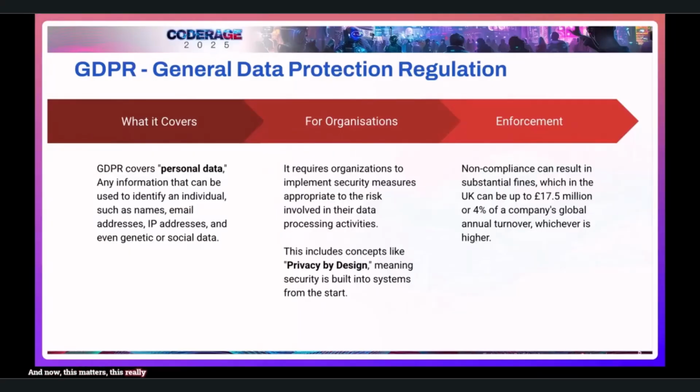Now, this really does matter. And the reason for that comes into the enforcement side. You don't want to be on the wrong side of your customers if you have a mess up in your software that allows people to access data they shouldn't. Non-compliance can result in substantial fines. We're talking 4% of a company's global annual turnover. In the UK, it could be up to £17.5 million. But if 4% of their turnover is larger, then they can still be fined up to 4% of their turnover. So the fines here are huge for getting it wrong.